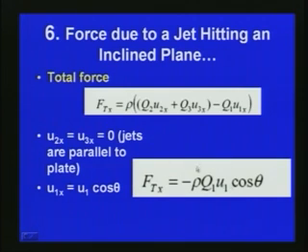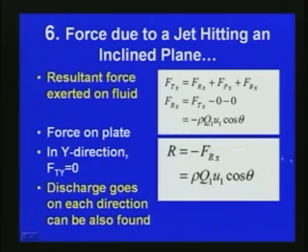Like this we can analyze the force due to a jet hitting an inclined plane, or a vertical plane with an inclined jet. Both cases we can analyze. The resultant force exerted on the fluid: body force is neglected, pressure force is atmospheric so we do not consider it. In the x direction FRX is equal to minus rho Q1 U1 cos theta. This is the resultant force exerted on the fluid. In the y direction, FTY is equal to 0 in this particular case.